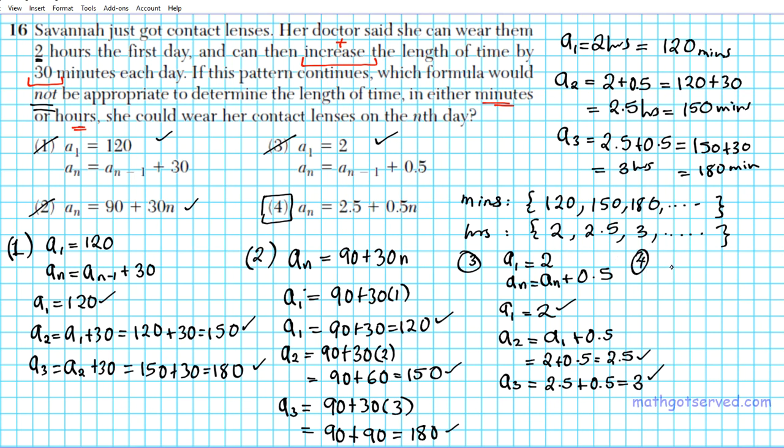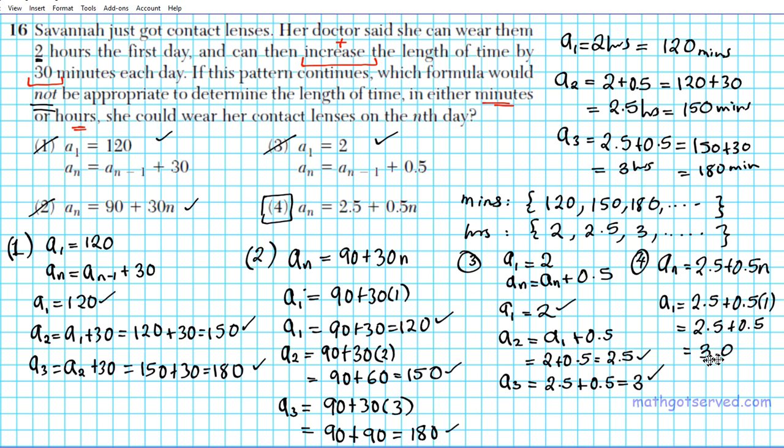So for A4, we have a function again. So an is equal to 2.5 plus 0.5n. Okay, so the first term, let's test it out. A1 is going to be 2.5 plus 0.5 times 1. We're going to use the order of operations. Please excuse my dear Aunt Sally here. 2.5 plus 0.5. 2.5 plus 0.5 is 3.0.